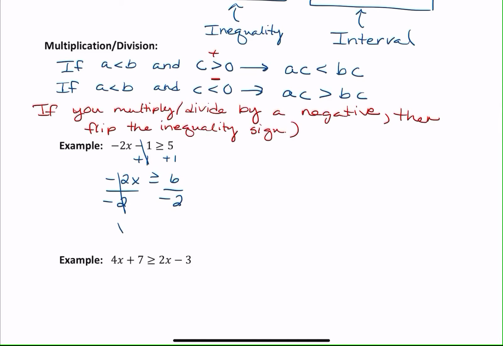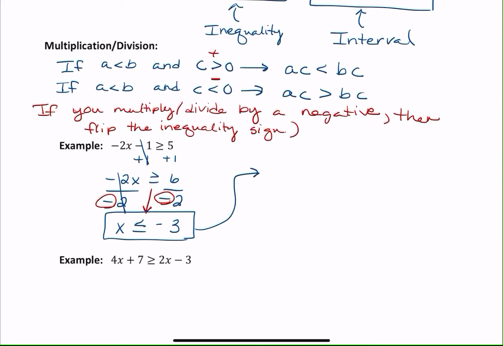So when I do that, that'll give me x. And then I need to flip that sign from greater than or equal to less than or equal to. And 6 divided by negative 2 is going to be negative 3. So we've switched this sign around because we divided by a negative number. So don't forget that when you're working that out. So that's your answer as an inequality.